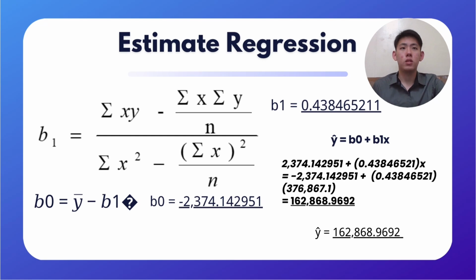Today I would like to talk about the part of estimated regression. The formula is y equal to B0 plus B1x. First, we have to find and calculate the B1. The B1 is 0.44 and then the answer of B0 is negative 2374.14. Then lastly, the answer of y equal to B0 plus B1x is 162x68.97. Thank you.